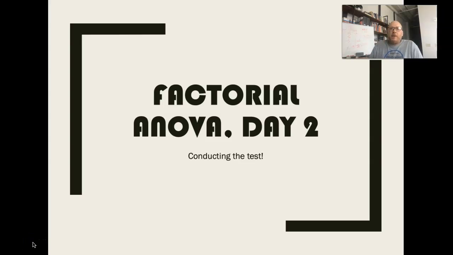Okay, here we go with Factorial ANOVA Day 2. This time we're actually going to conduct the test. So as a reminder, Factorial ANOVA Day 1, we did an overview of all of the elements to the test and how to read it. And I showed you some data I collected in a 2x2 ANOVA. So that's what we're going to be using today.